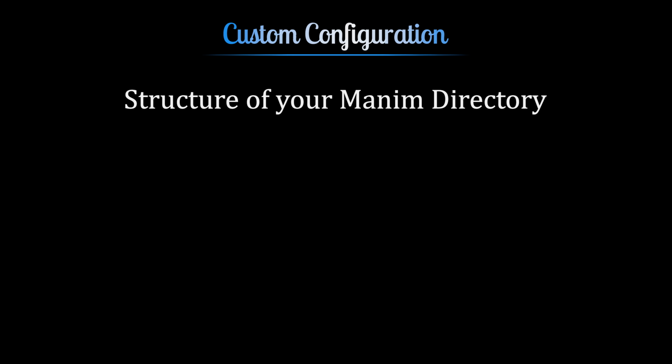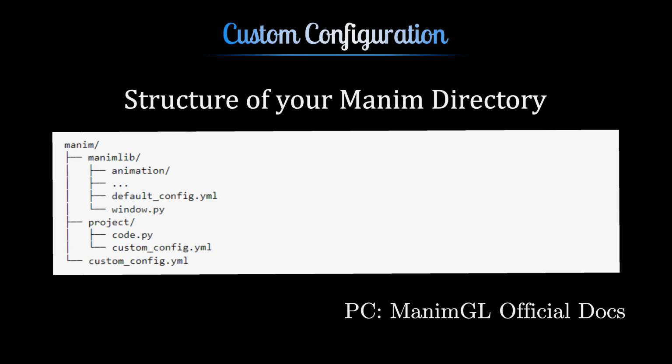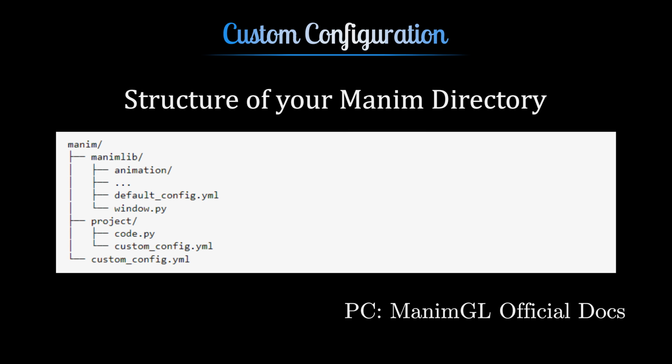Now, according to the official documentation of ManimGL, this should be the structure of your Manim directory. Notice the location of config.yml. The advantage of this approach of setting the custom configuration is that you can set different configurations for each project, for each of your folders. After completing this basic setup, Manim will know exactly where to look for the specified images.